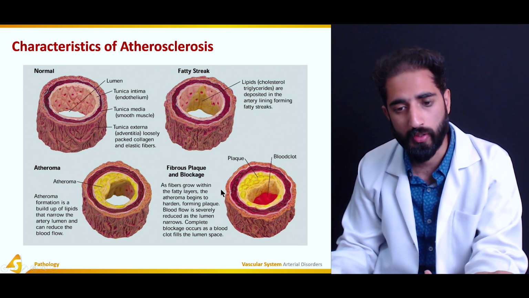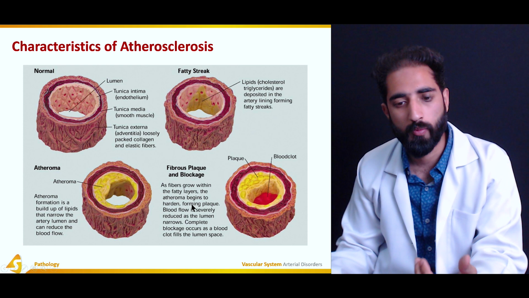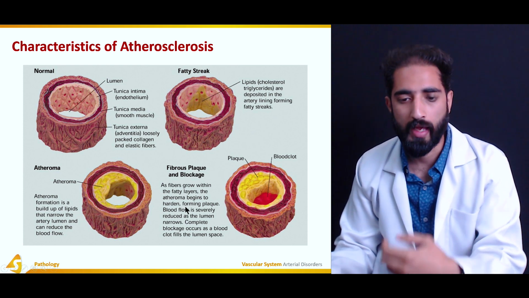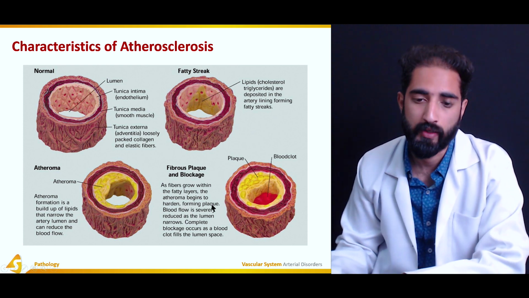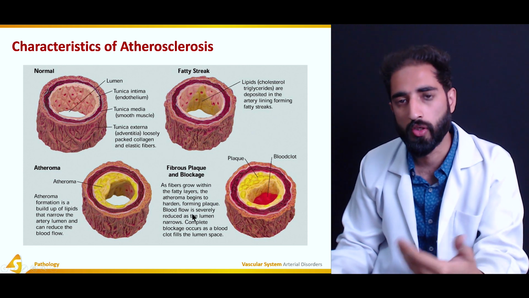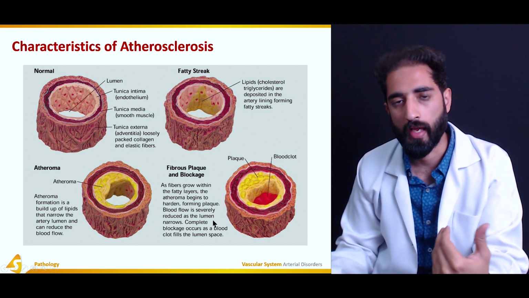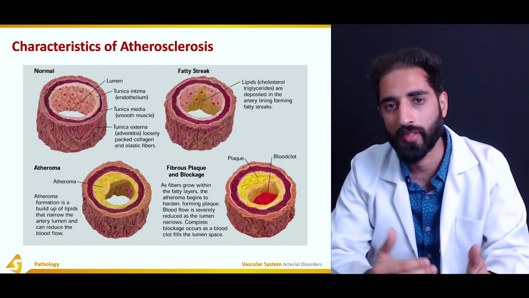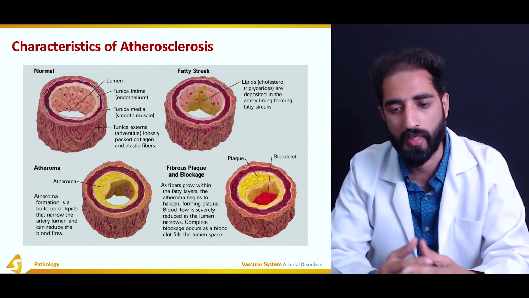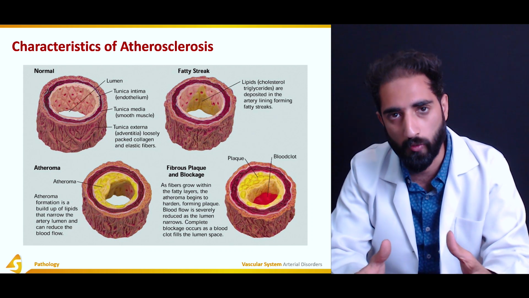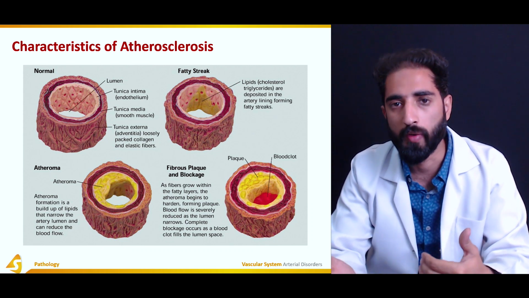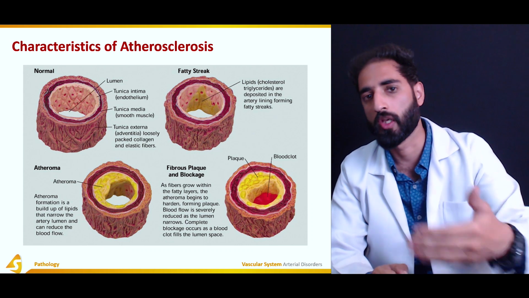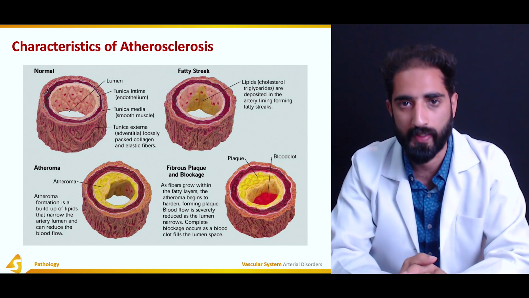As fibers go within the fatty layers, the atheroma begins to harden, thus forming a plaque. This reduces the blood flow, and the lumen is severely narrowed, and complete blockage occurs as a blood clot fills the lumen space, and thus no blood flow occurs, which can result in ischemia and necrosis of the tissues that it is supplying.